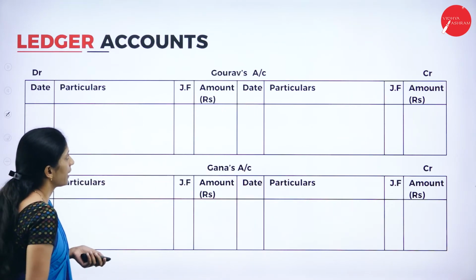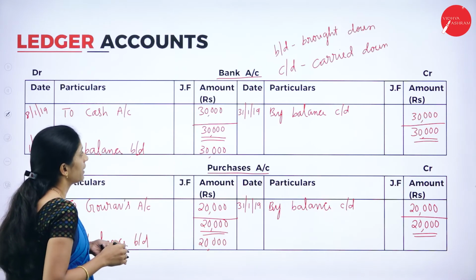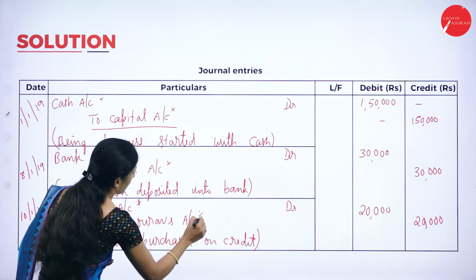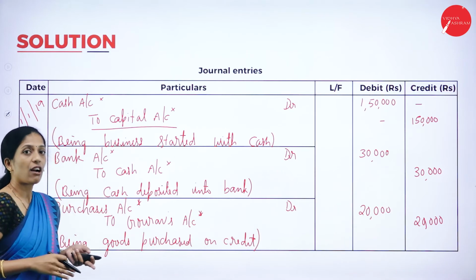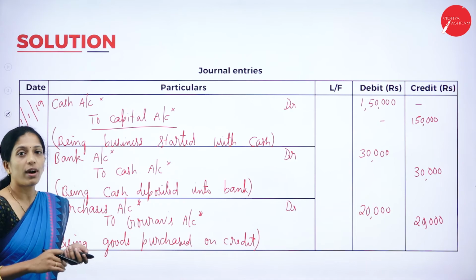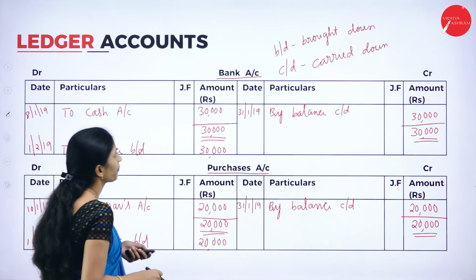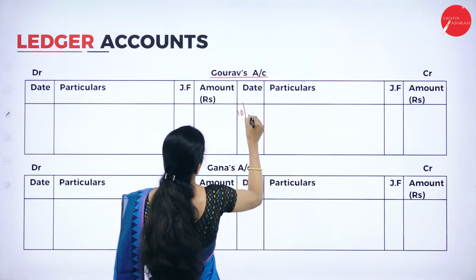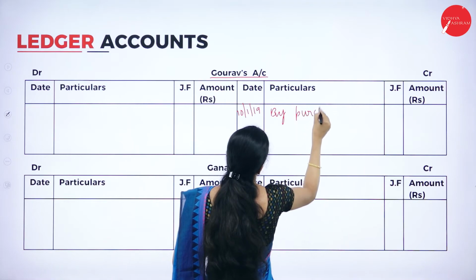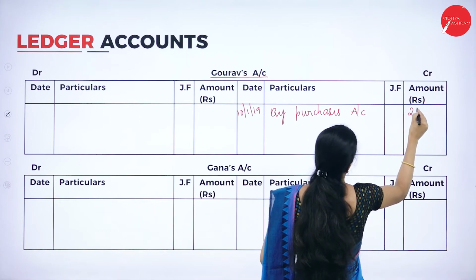Now going to the next account, we shall prepare Gaurav's account. Now see the journal entry where there is Gaurav's account. Yes, in the third entry we have Gaurav's account. So the remaining account is what? Purchases account. That is, by purchases account. 10/1/2019 by purchases account, and the amount is 20,000.